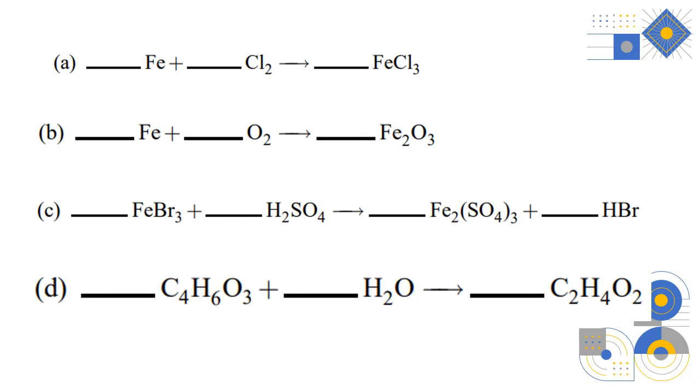Let's use these 4 equations as an example. So Fe plus Cl2 will yield FeCl3. To balance this out, we will need 3 on this one, 2 here, and to balance our iron, we will need to put 2 here. On our next one, we have iron plus oxygen to yield Fe2O3.